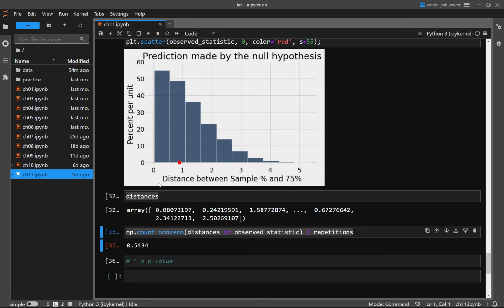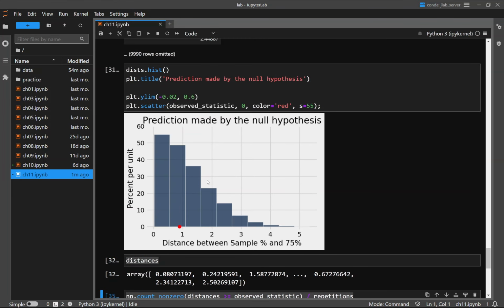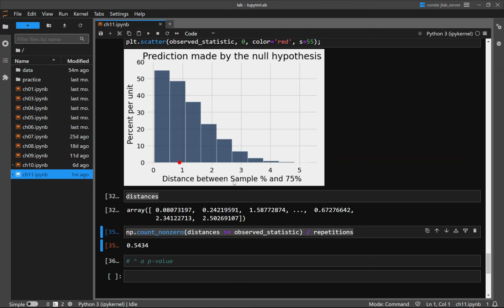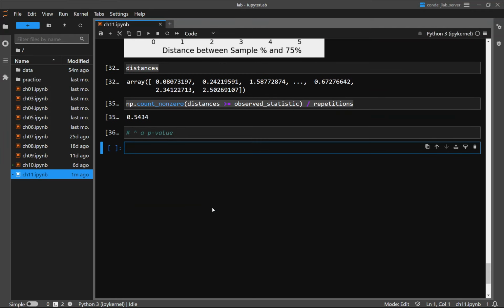And yeah, if it was a different value, let's say that Mendel saw some different observed statistic, like this different observed statistic.